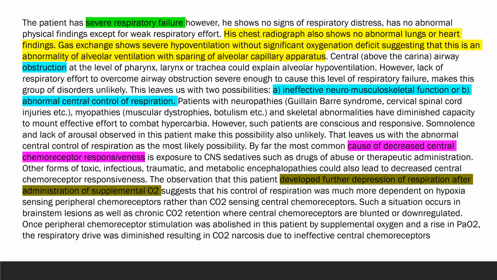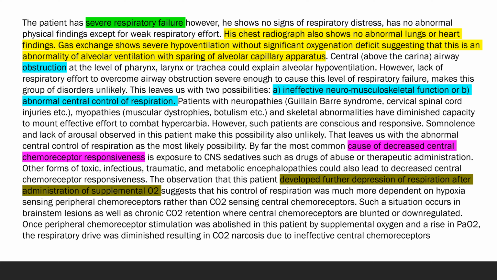It can be either some exposure to CNS sedatives, like drug abuse or some therapeutic administration, some kind of toxin, infection, trauma, or even metabolic encephalopathy. So, all these things we are keeping in our mind. Another important thing that the case told us was that the patient developed further depression of respiration after administration of supplemental oxygen. Why did that happen?